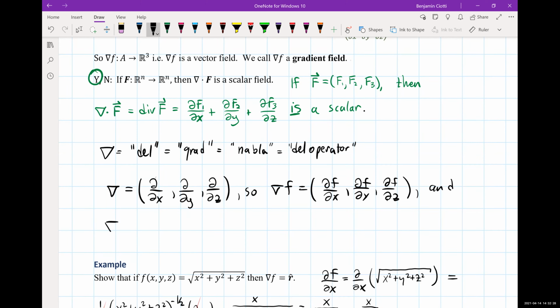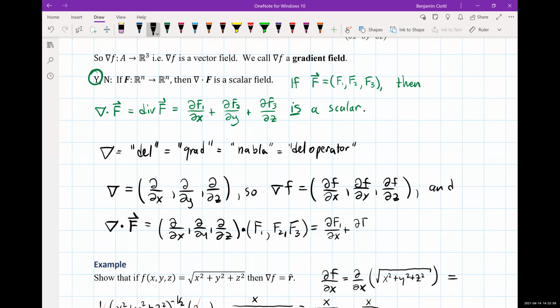And if we operate on a vector function, then you use the dot product rules, so that it's kind of like partial partial x, partial partial y, partial partial z, but dotted with f1, f2, f3, which is how we get partial f1 partial x plus partial f2 partial y plus partial f3 partial z.